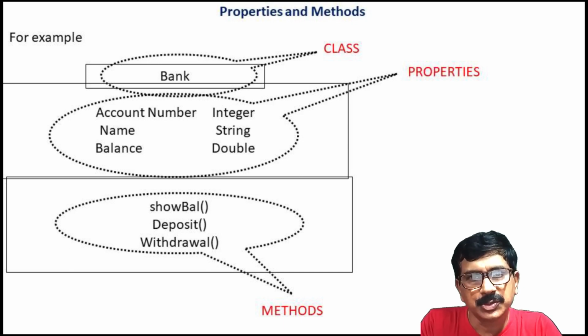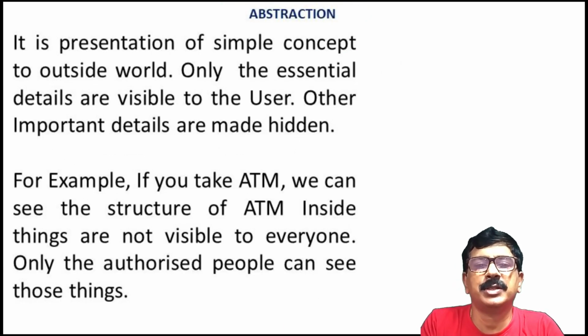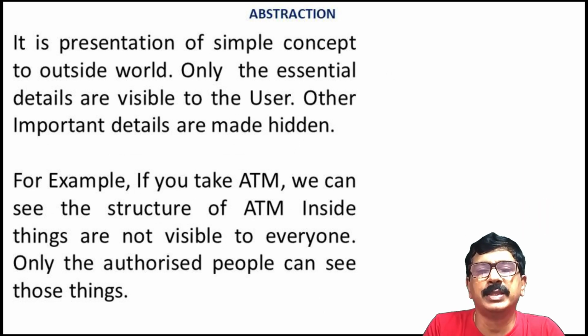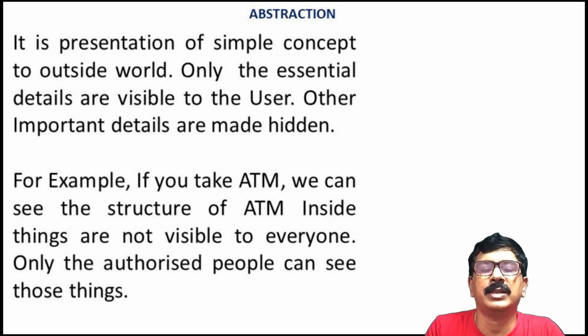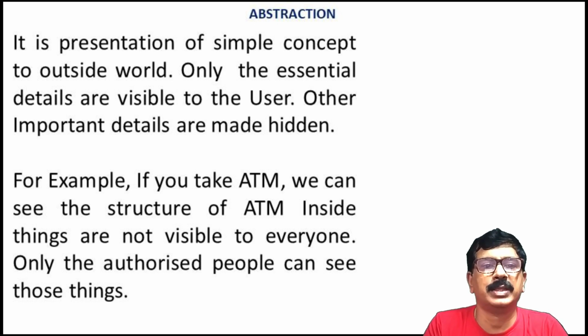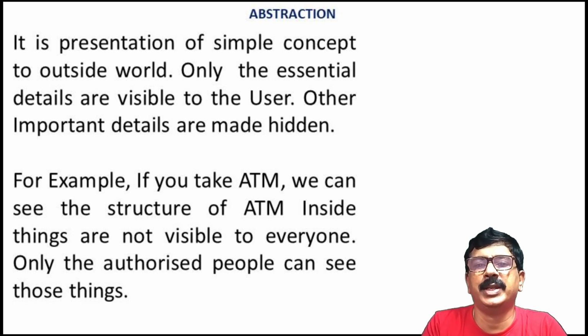Next we will see the major features of OOPS, and in that the first one is abstraction. It is the presentation of a simple concept to the outside world. Only the essential details are visible to the user, other important details are hidden. For example, if you take an ATM, we can see the structure of the ATM.